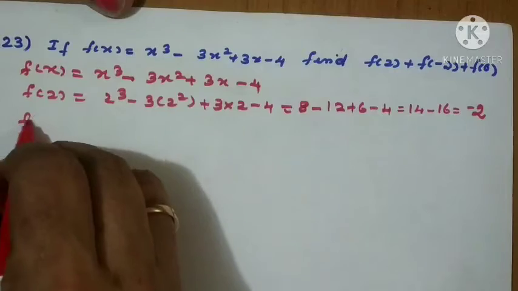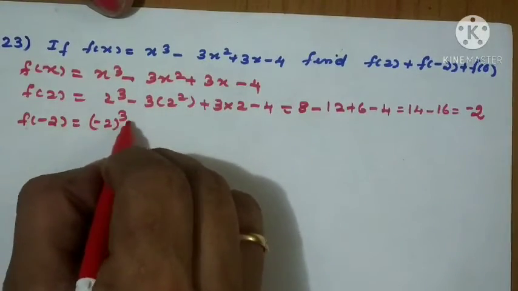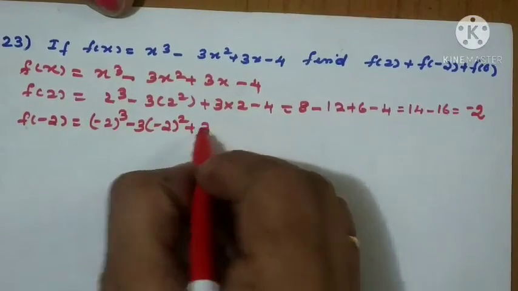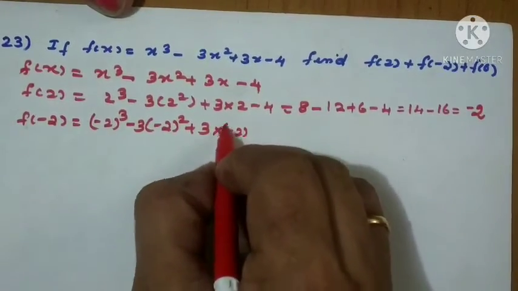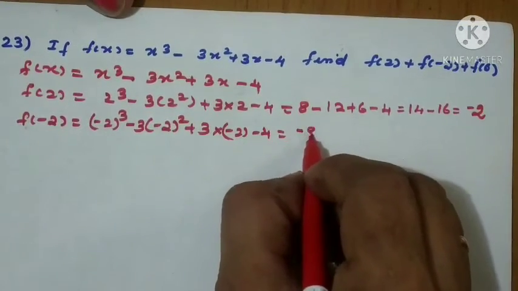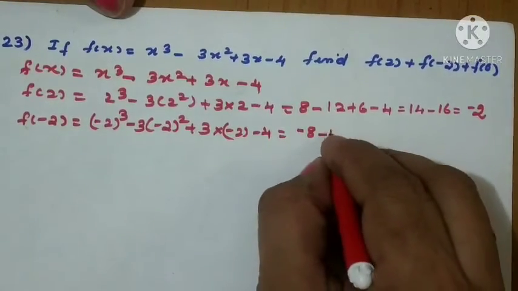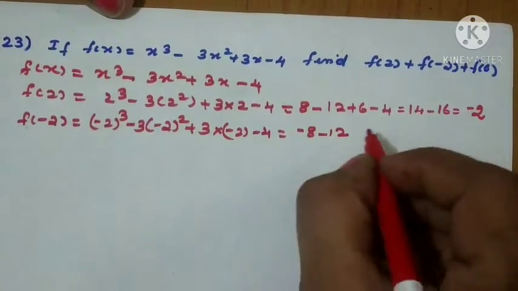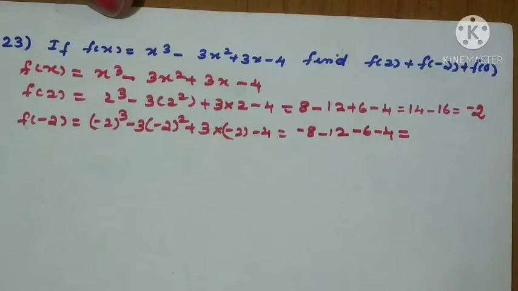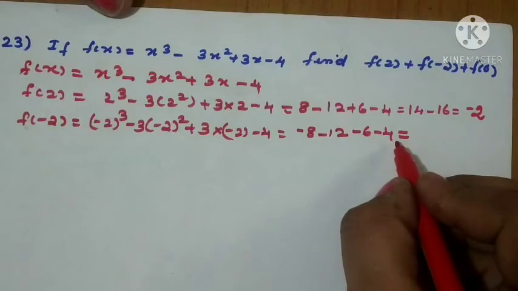F of minus 2. Minus 2 whole cube minus 3 into minus 2 square plus 3 into minus 2 minus 4. Minus 8. Minus 2 square is 4, 4 into minus 3 is minus 12. Next, 3 into minus 2 is minus 6. Again minus 4. So all the answers are minus only.